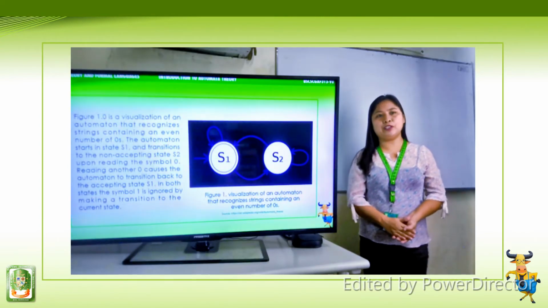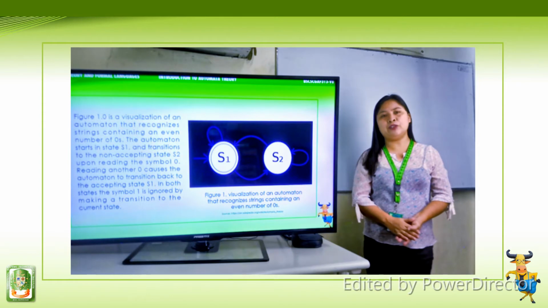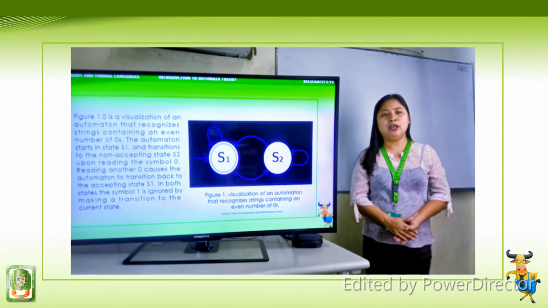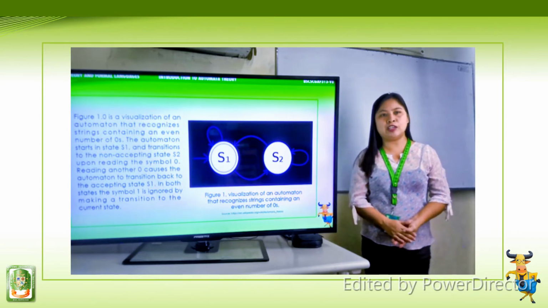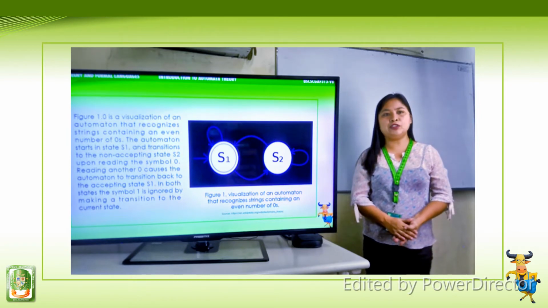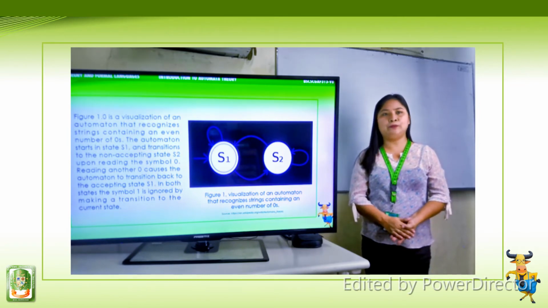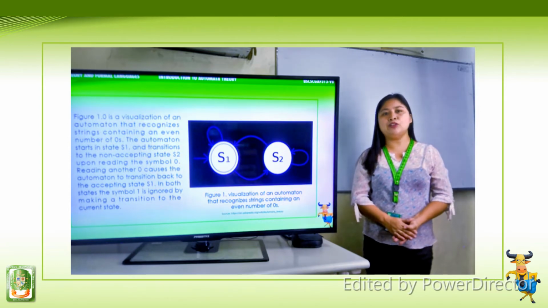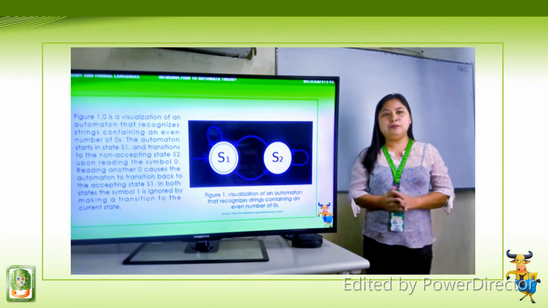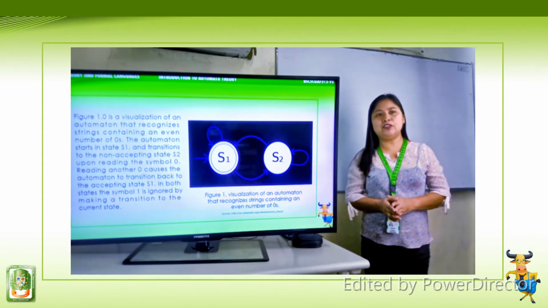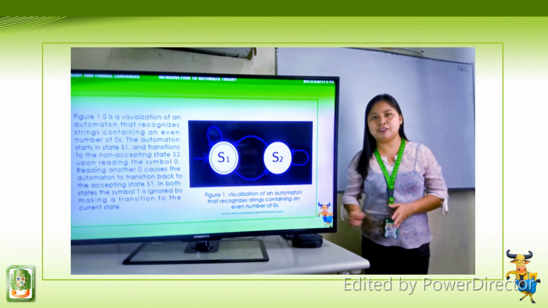In figure 1.0, it is the visualization of an automaton that recognizes strings containing an even number of zeros. The automaton starts in state S1 and transitions to the non-accepting state S2 upon reading the symbol 0. Reading another 0 causes the automaton to transition back to the accepting state S1. In both states, the symbol 1 is ignored by making a transition to the current state.